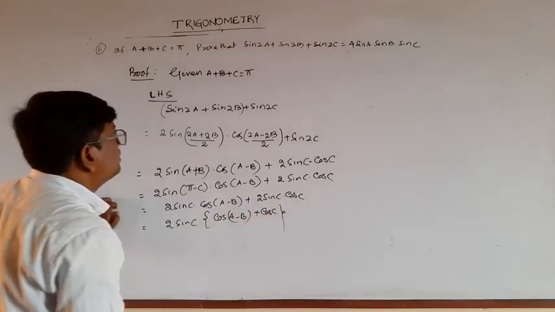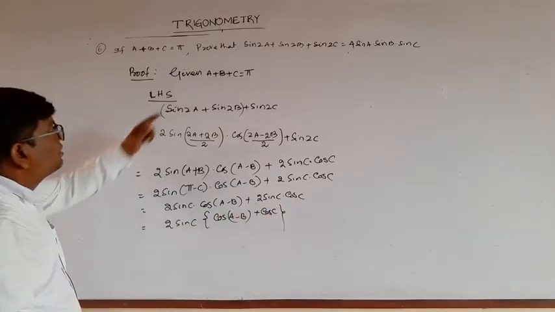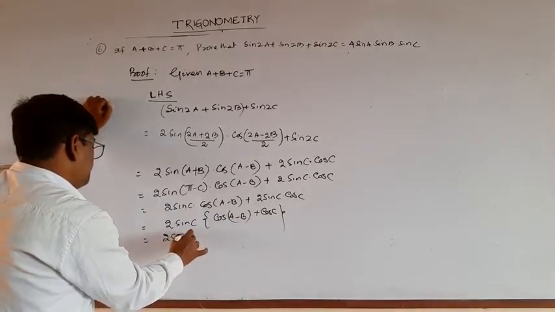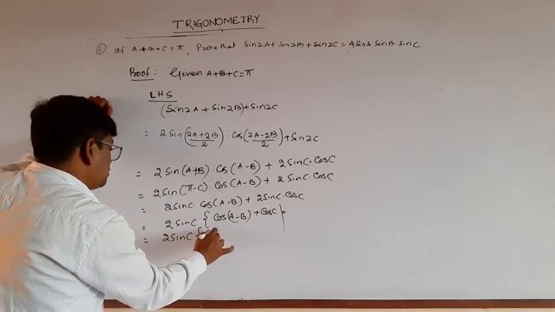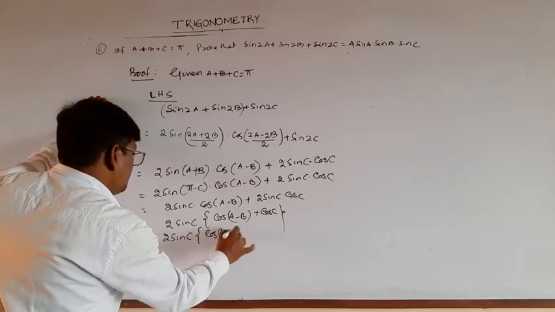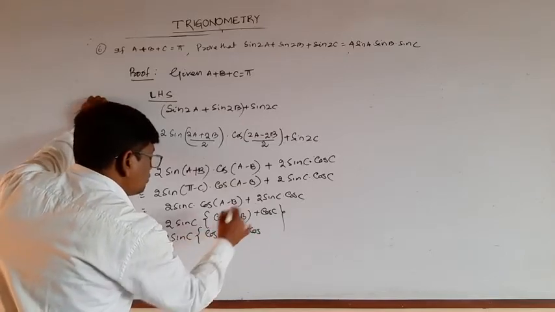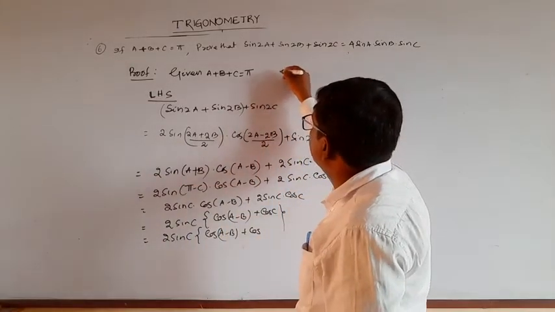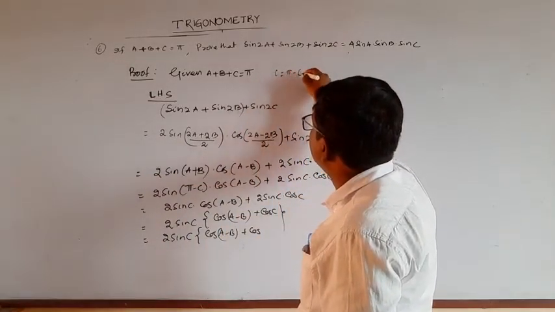Now cos C is equal to what? 2 sin C, and this is cos (A minus B) plus cos C, where C is equal to π minus (A plus B).